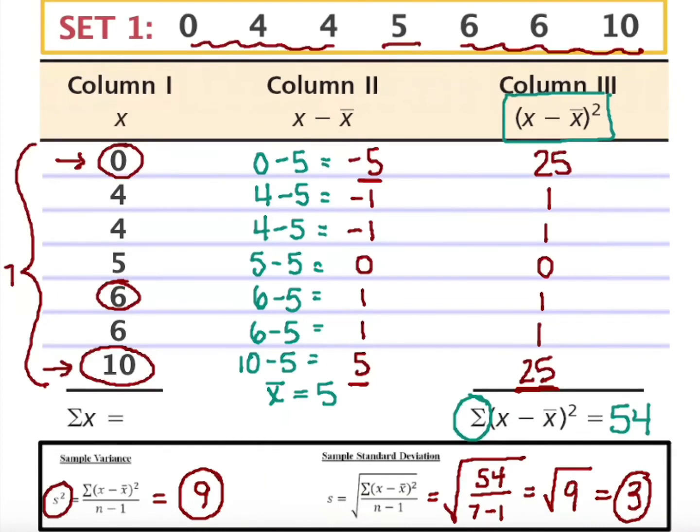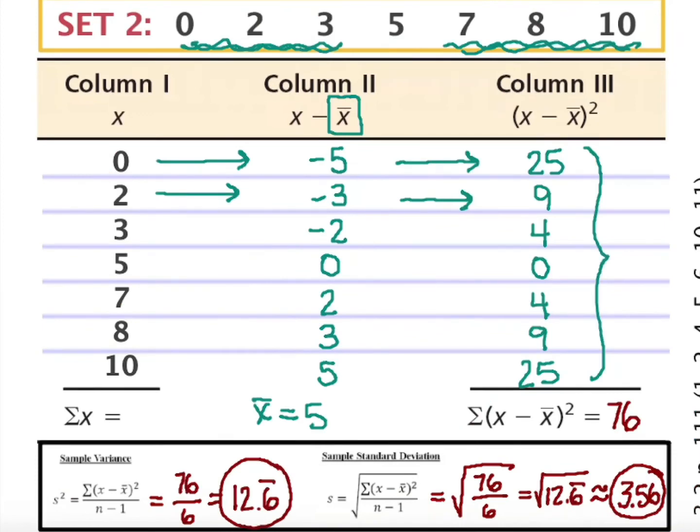Okay, so here's what we're seeing. This first data set that was not as spread out, those numbers were clustered more around the middle, that had a smaller standard deviation than these numbers that were more spread out. So again, standard deviation is a measure of how spread out the values are from the mean.